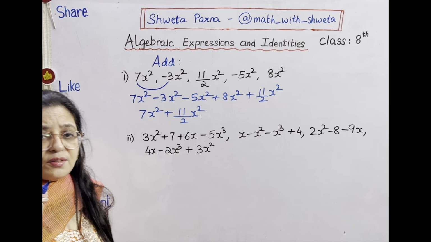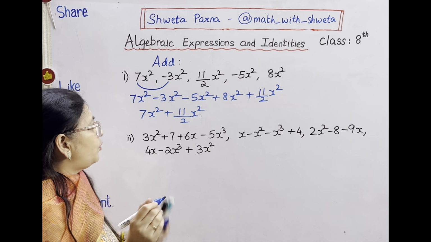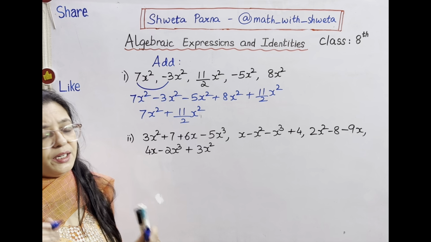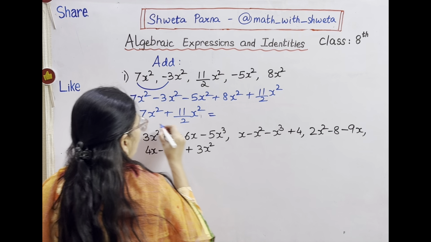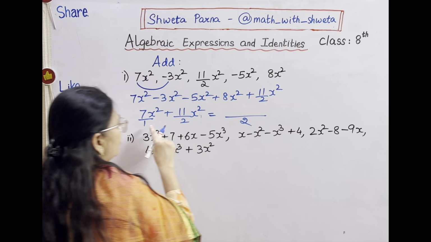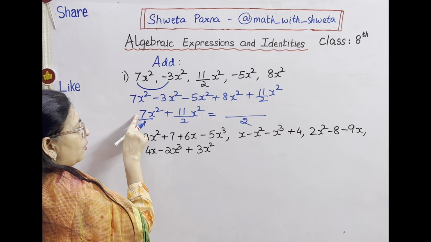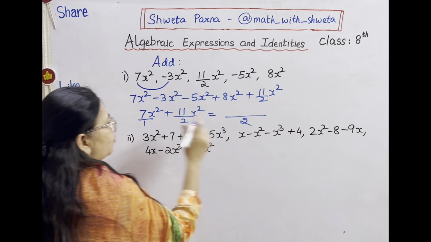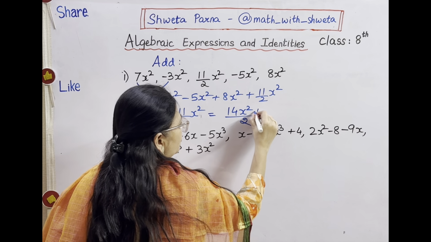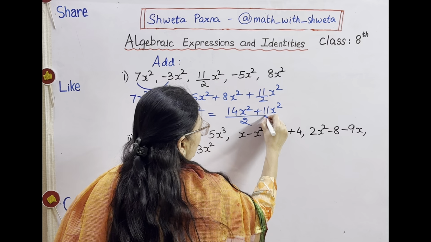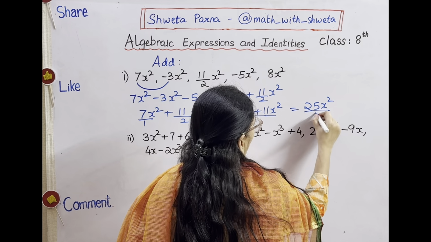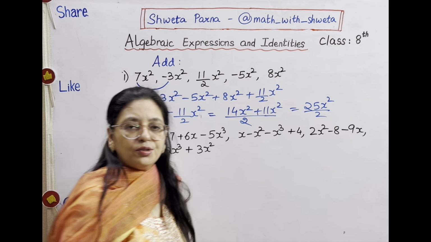Children, whenever there is a fraction, the first thing you have to do is make the fractions like. You cannot add or subtract unless they are like. So here the LCM would be 2 only. So upon 2, here you will multiply by 2. So here also you multiply by 2. 7 twos are 14x square. Here it's already 2. So plus 11x square. So the answer would be 25x square upon 2. That's it. This is your answer.